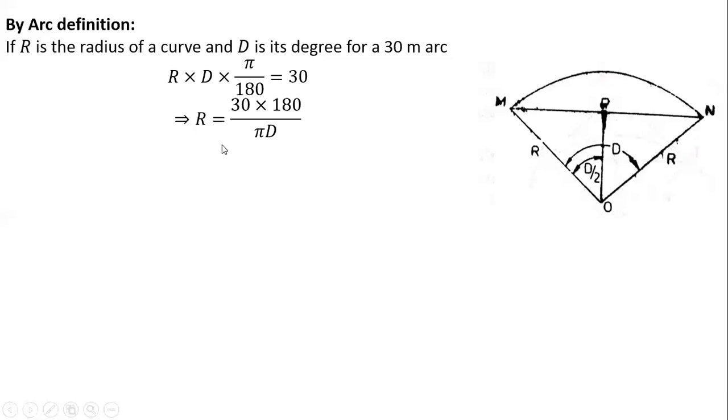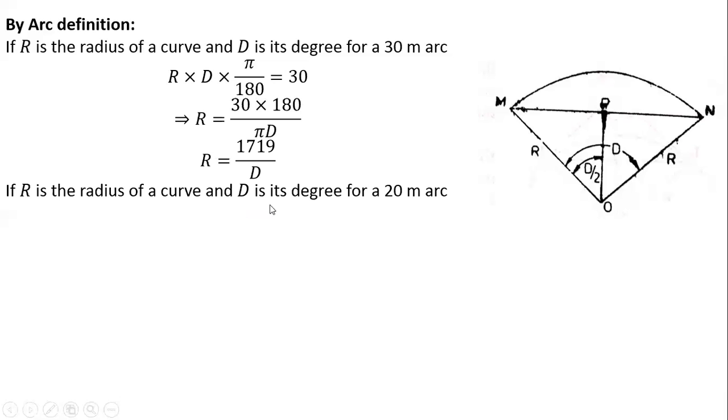So what we will do? Solve for R. R is equal to 30 into 180 divided by pi D, which finally comes out to be 1719 over D. This is the relation between the arc and the degree of the curve. If you are given some degree in the problem, just use this relation and you will find the radius of the curve. Suppose the degree of the curve is given as 5 degree. Just put 5 here, and you will find the radius of the curve.